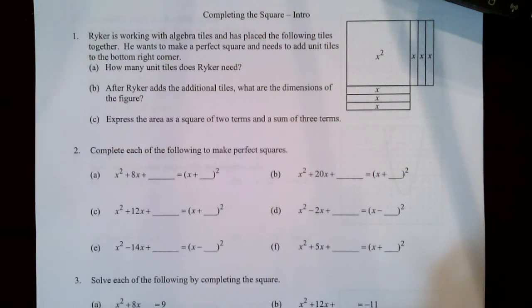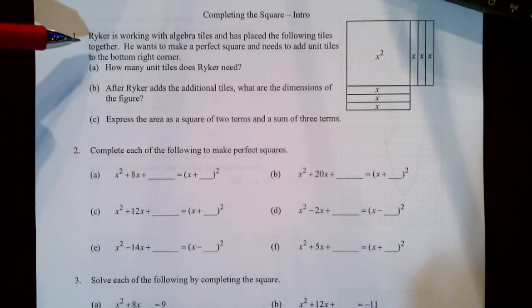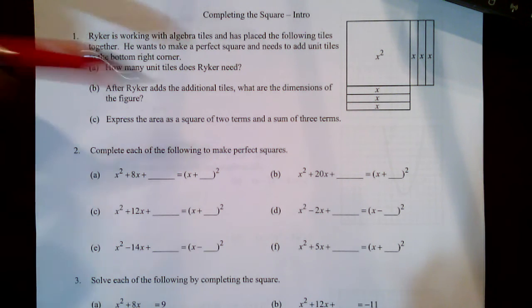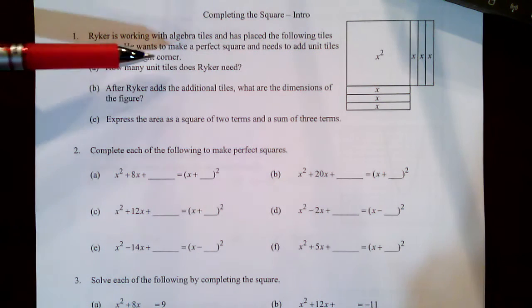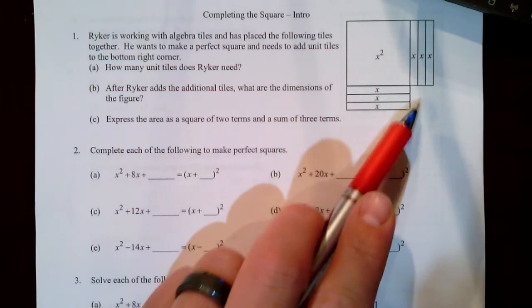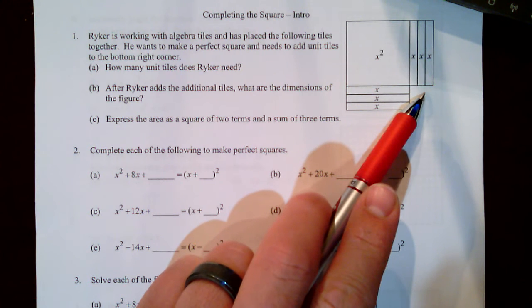Hey, what's happening, everybody? This is Completing the Square intro. There's a couple questions up here about Riker working with algebra tiles, and he wants to make a perfect square. So that perfect square is important because it ended up being a perfect square equation. It asks how many tiles does Riker need. It's talking about this area over here.